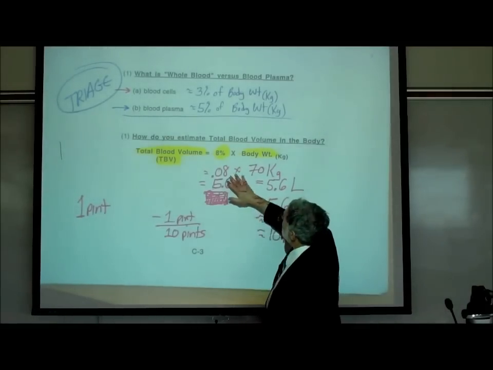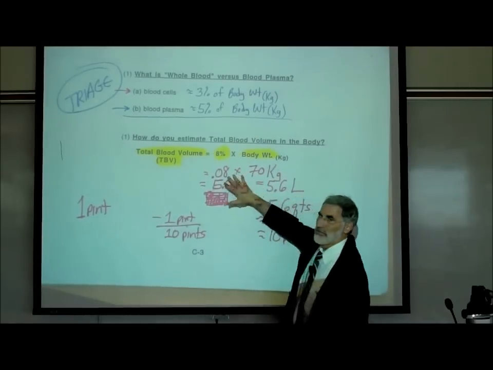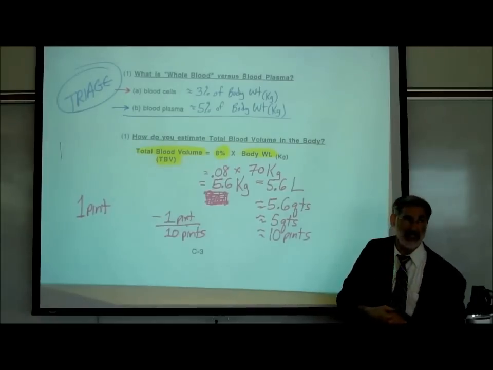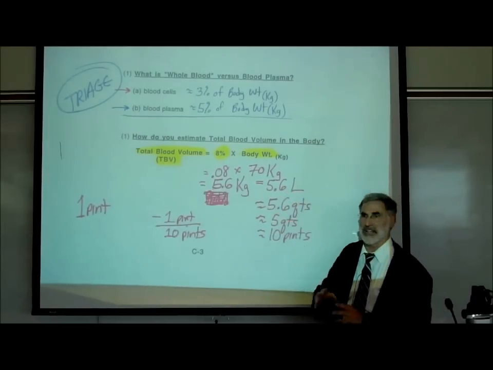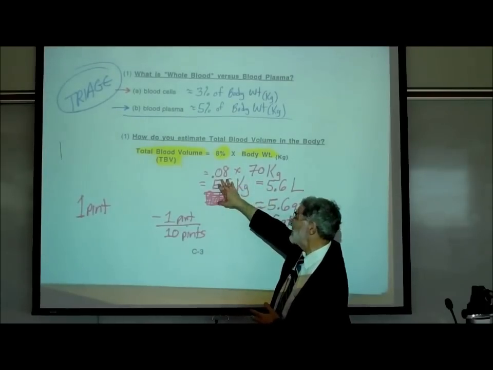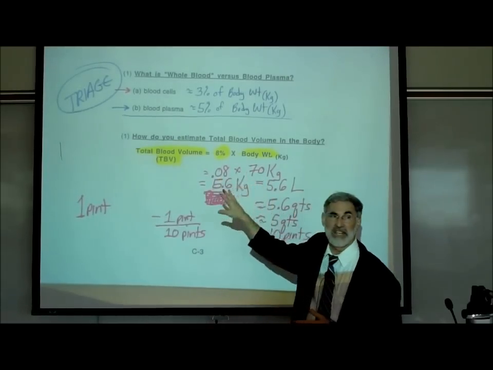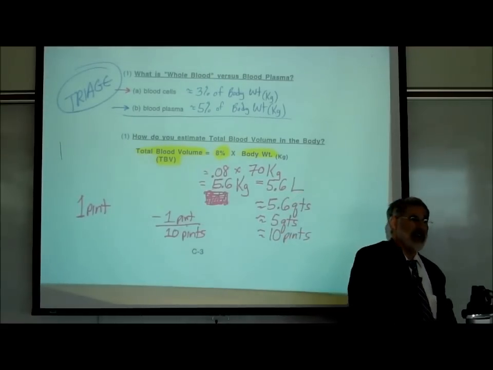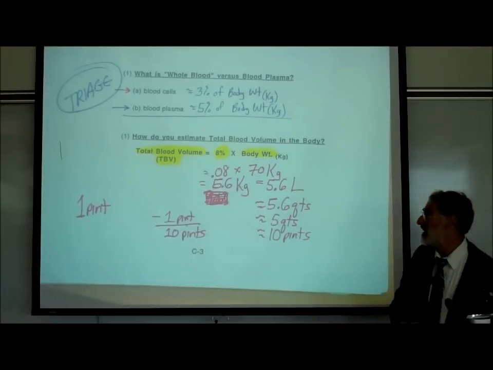Anyhow, let's estimate the answer before we take our calculator and multiply 0.08 times 70, that's our reference person, who weighs 70 kilograms. If the blood volume was 10%, or 0.1 of 70, 0.1 of 70 would be 7. So we know the right answer has to be about 7.